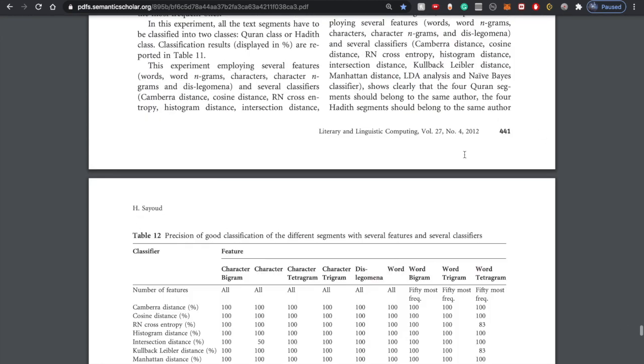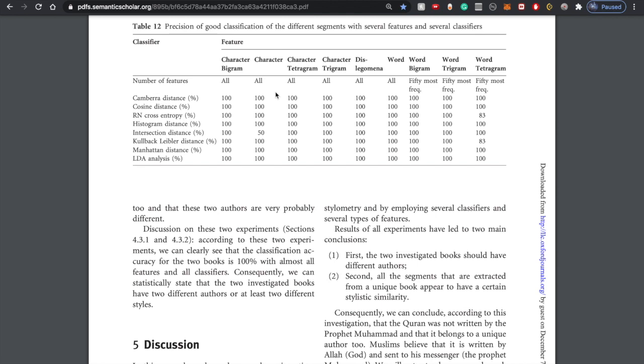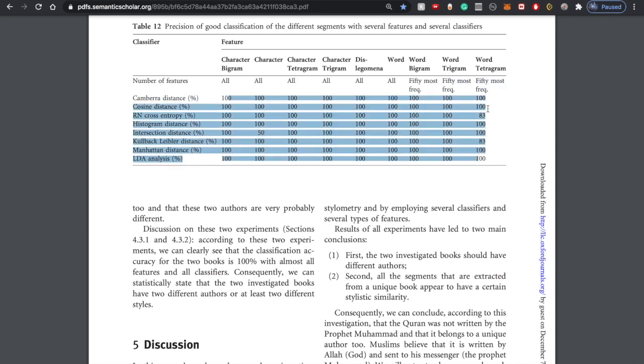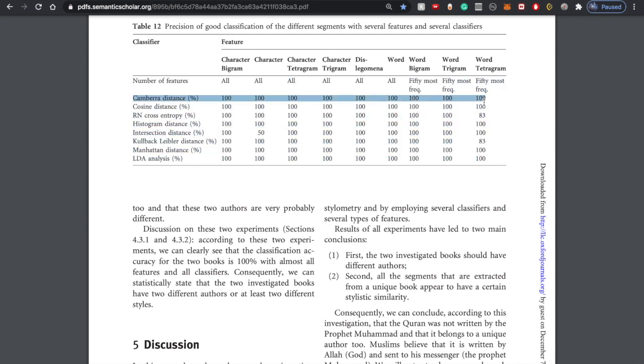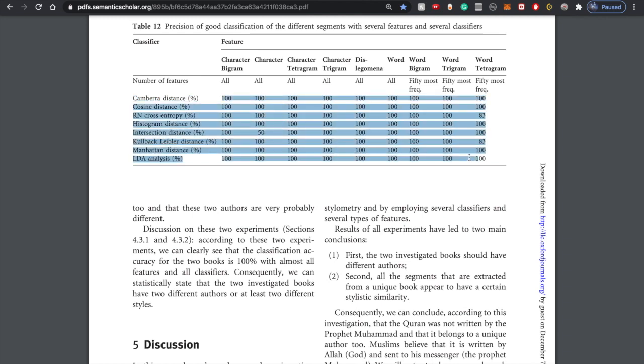In the second experiment, they did the same thing, but again, number 2 was used as a reference. So the second segment was used as a reference for each. And again, it's perfectly done. 100% means a perfect score, perfectly matches up. So clearly, the two sets, the Quran and the Hadith, are by two different authors, but individually, the Quran is written by the same author, and the Hadith is written by the same author.